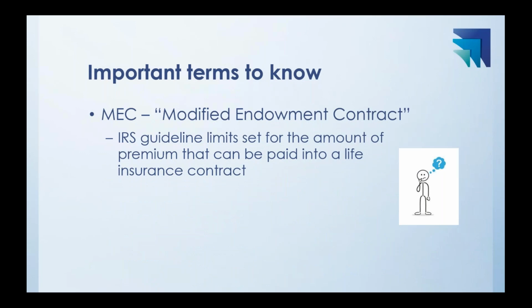In this call, you're going to hear me use the term MEC. MEC stands for Modified Endowment Contract, and essentially what that means is there's a limit to how much premium a client can put into a plan based off that plan's death benefit. Once they exceed that limit of premiums that they put in, the plan, if it has cash value in it, which an IUL does, that cash value becomes taxable.